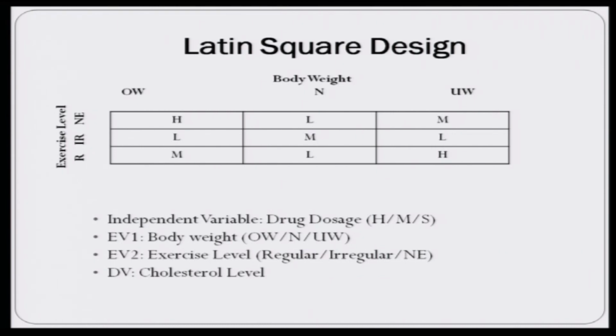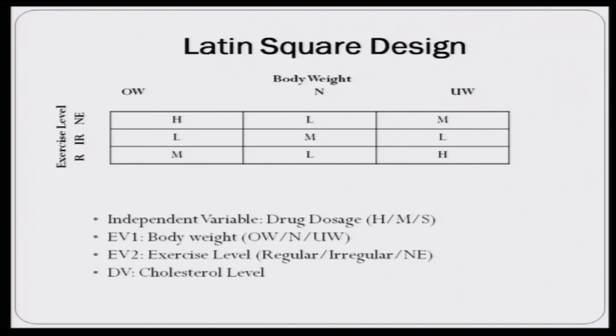So, you will see that there are two extraneous variables, body weight and exercise level. The body weight has been divided into three categories: overweight, normal and underweight, based on BMI data. Then you have the second variable, exercise level, whether a person exercises on a regular basis, or is irregular but does exercise. And then there is a third level where a person does not indulge in the exercise that is recommended to them.